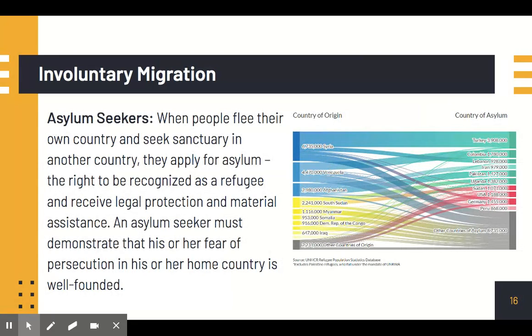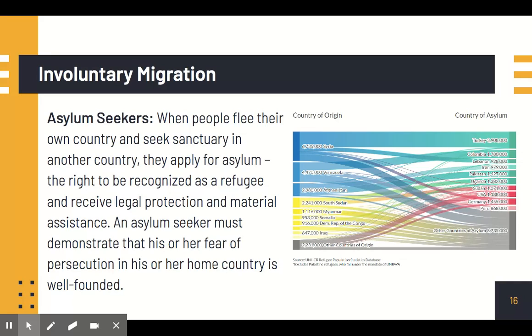All right, and then asylum seekers, here's another something that's going to differentiate somebody from a refugee. So when people flee their own country and seek sanctuary, seek protection in another country, they apply for asylum, or the right to be recognized as a refugee, and receive legal protection and material assistance. So an asylum seeker must demonstrate that there's well-founded risk of returning home.